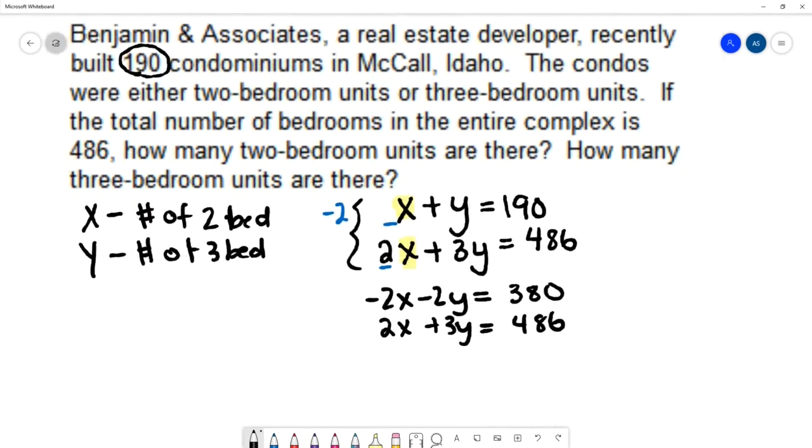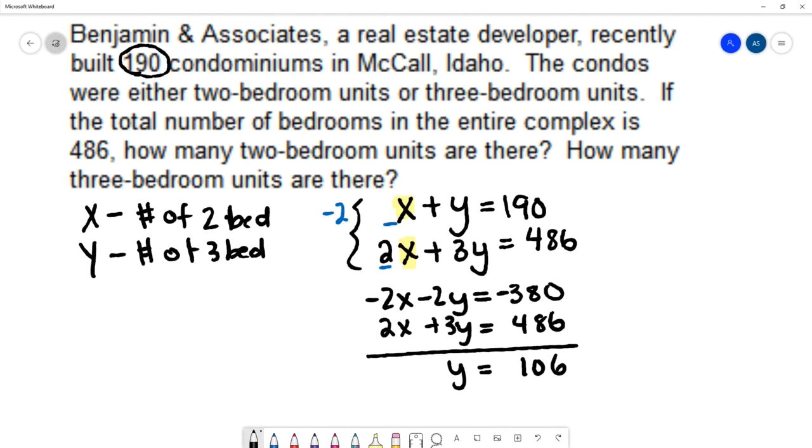So now I'm able to add the equations together, and one of the variables will eliminate. -2x plus 2x is 0. That's the variable that eliminates. -2y plus 3y is y equals, and I forgot my negative, sorry about that. That should be -380. So when I subtract these, I get 106. 486 minus 380 is 106.